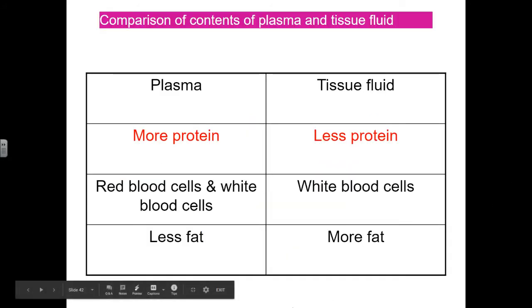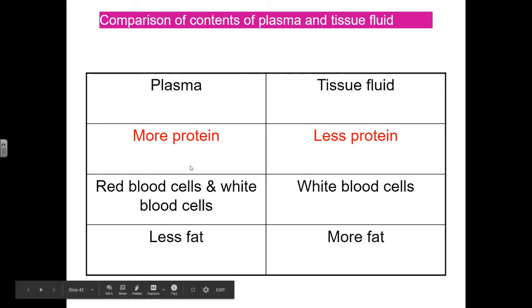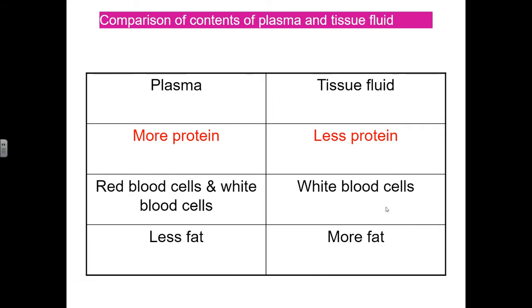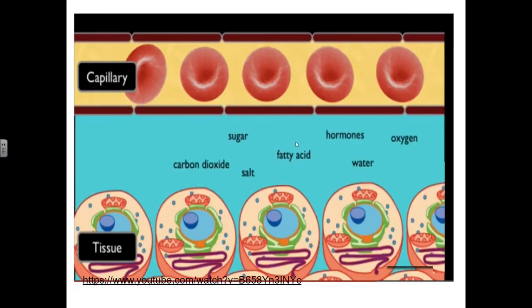So this is just a table to compare, in the plasma, so that's in the blood vessel, got more protein, in the tissue fluid less. You've got your red blood cells and white blood cells in the plasma. If you remember, as part of the immune inflammatory response, we had our cytokines widening the capillary net and allowing the white blood cells out. Less fat in the plasma, more in the tissue fluid. Quite often this is a question that comes up in exams.